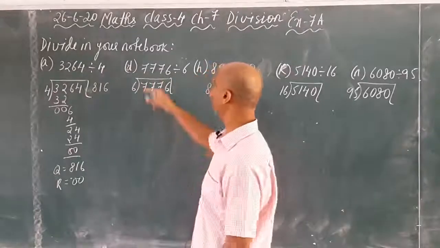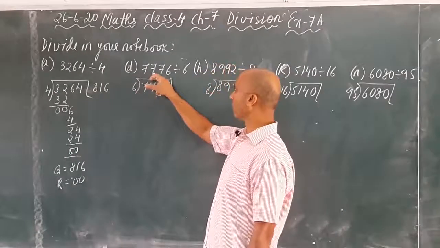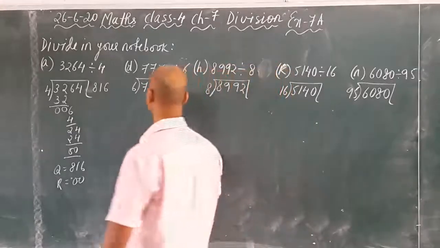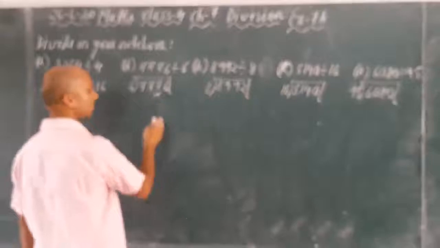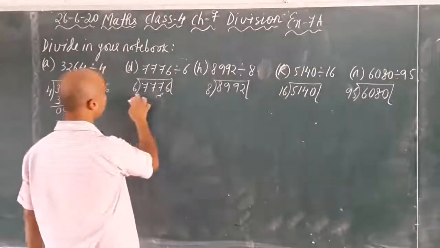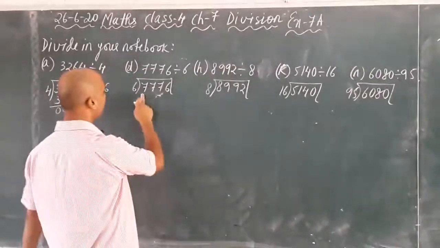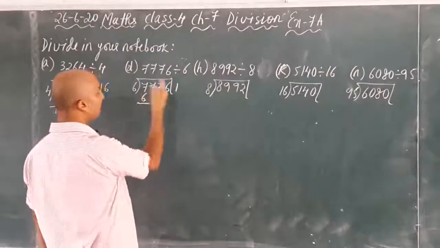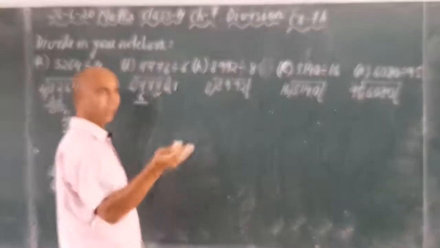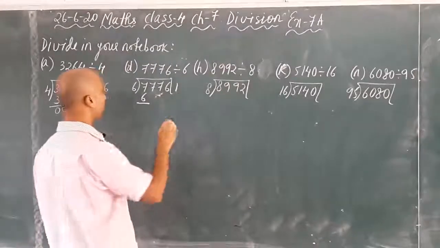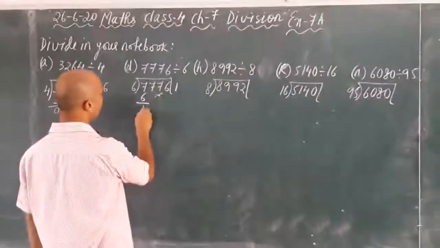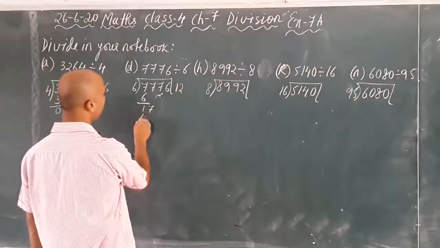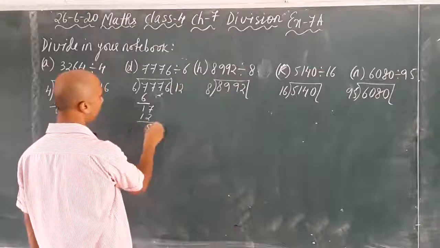Now next question, question number D. 7776 divided by 6. You will write it. You got 7 as the first digit, so 6 will go one time. If you take it 2 times, it will become 12, which is more than 7, so it should not be more than 7. From 7 you subtract 6, 1, bring down 7, 17. 6 will go 2 times. 6 2s are 12, remainder 5.